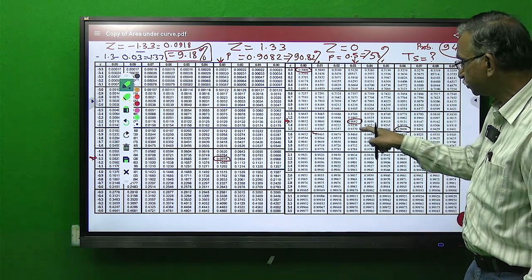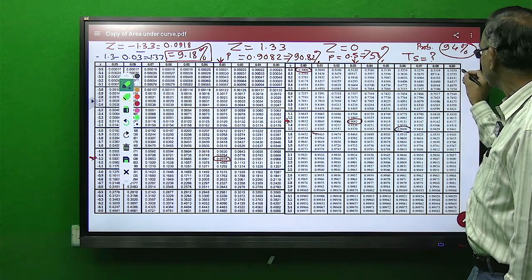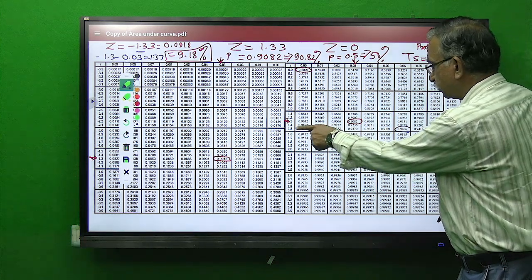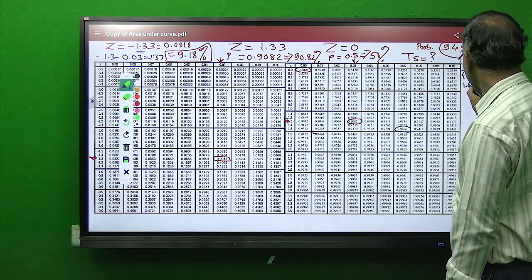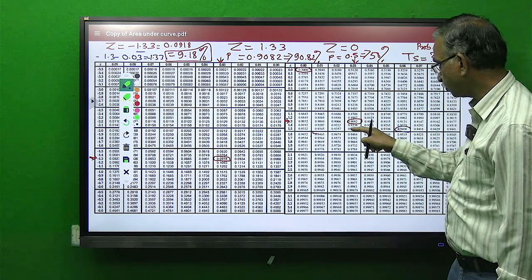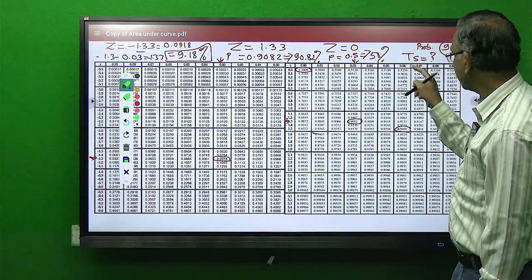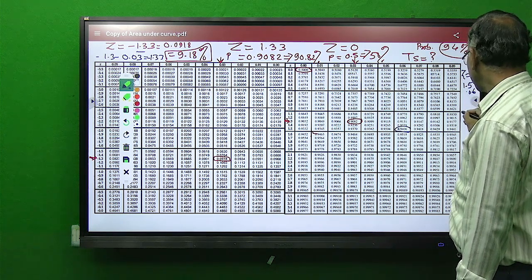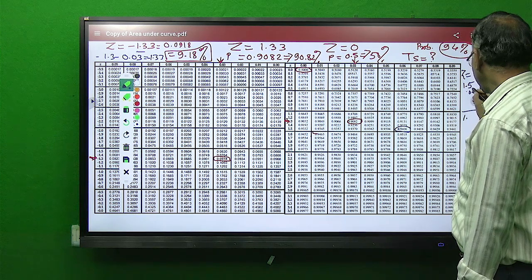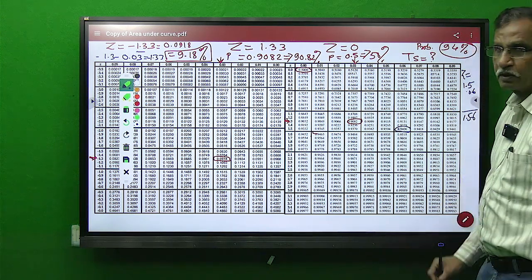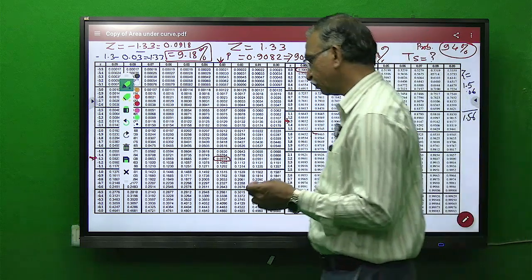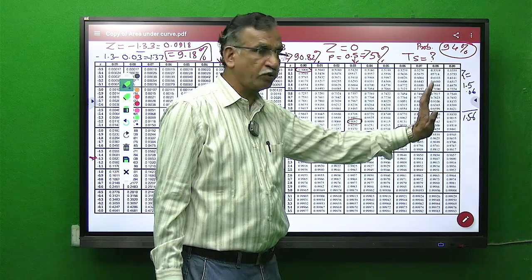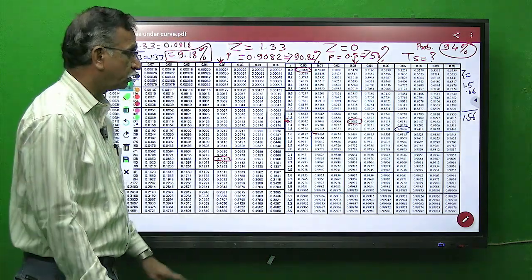Now if I read the value of Z for this, how to read Z? See here, for this the row value is 1.5, and the column is 0.06. So students, the Z value turns out to be 1.56. Now you know the formula. What is the formula? Z is equal to 1.56. That is final now.